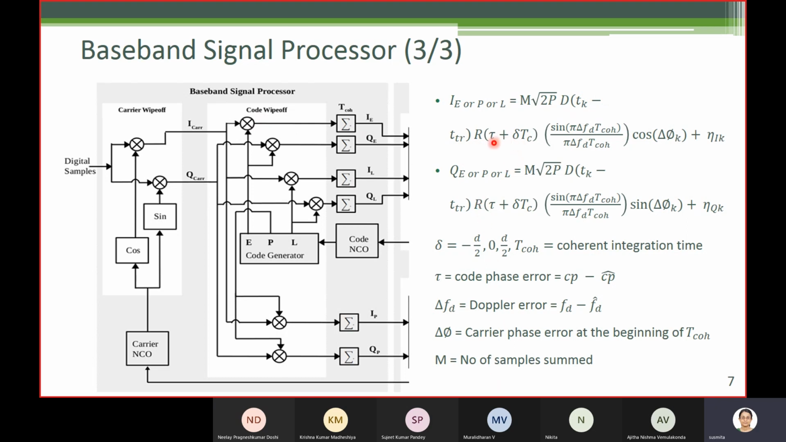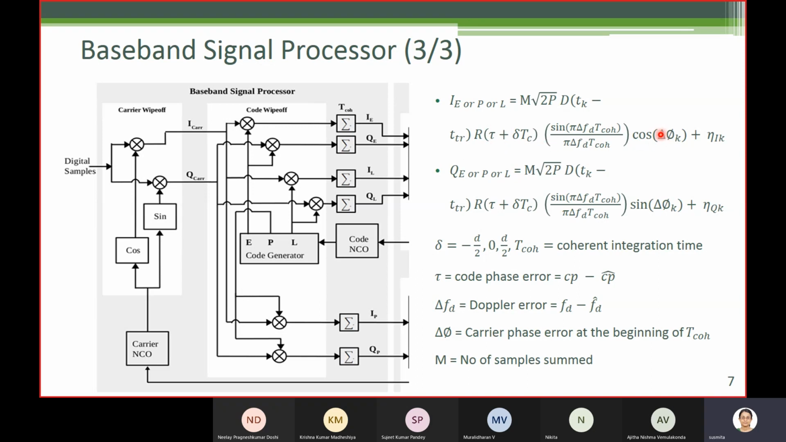The objective of the receiver is to basically make this tau 0, in other words, to align the prompt with the incoming code. And it does this with the help of a feedback control loop called the code phase tracking loop. We'll discuss this tomorrow and the day after tomorrow. So with the help of a feedback control loop, the receiver tries to zero this tau, and the corresponding loop is called the code phase tracking loop.